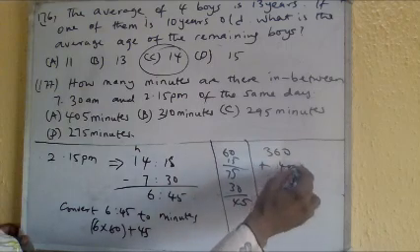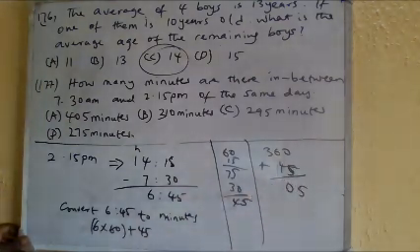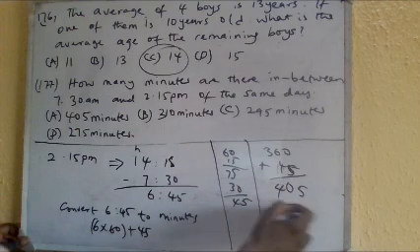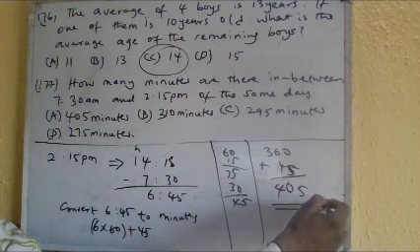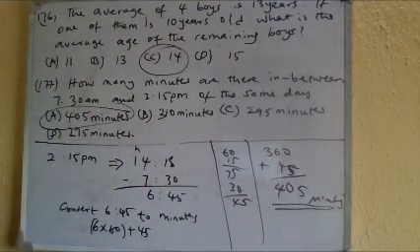0 plus 5 is 5. 6 plus 4 is 10. 0 carry 1. Then put the 1 here. 4. 405 minutes is the answer. And it is option A. Okay. Option A is the answer.